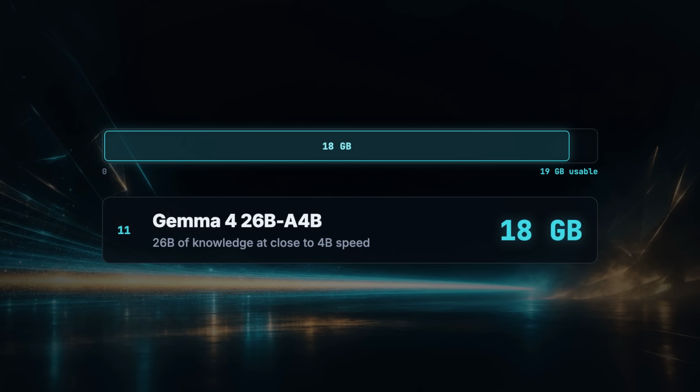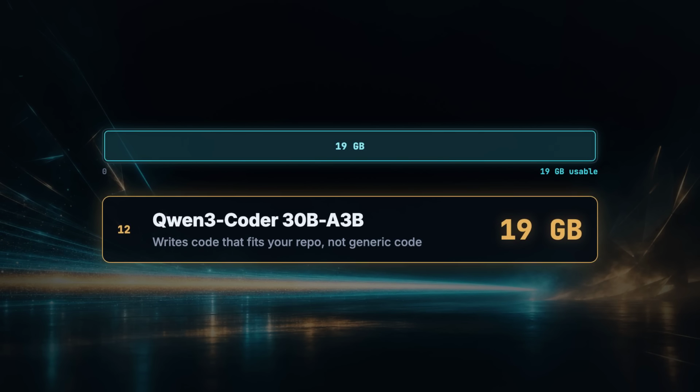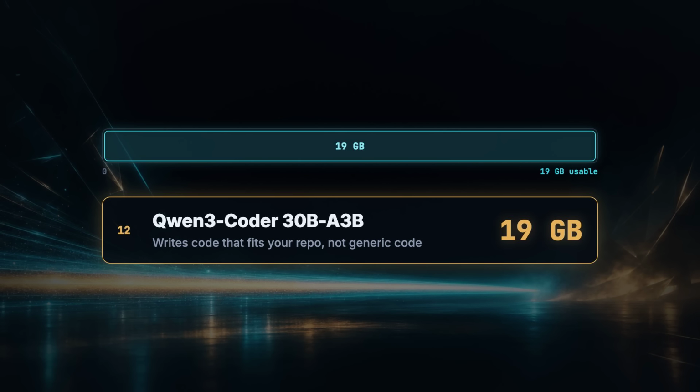Model 12, and this is the headline of the whole video. Qwen 3 Coder 30 billion, 19 gigabytes, 3.3 billion active. Point it at your repository, and it writes code that fits your code base. Instead of generic code, you have to rewrite. 256,000 tokens of context. This is the model that ends the coding subscription.